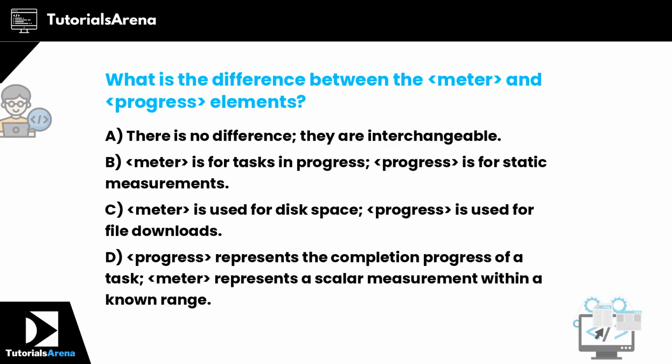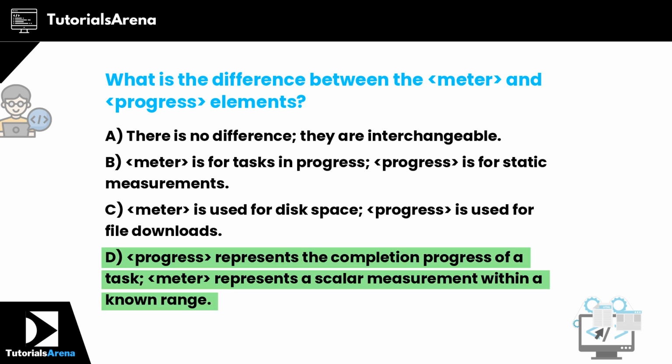What is the difference between the meter and progress elements? The correct answer is option D, progress. Represents the completion progress of a task. Meter represents a scalar measurement within a known range.